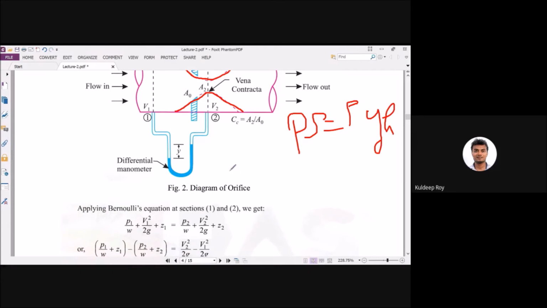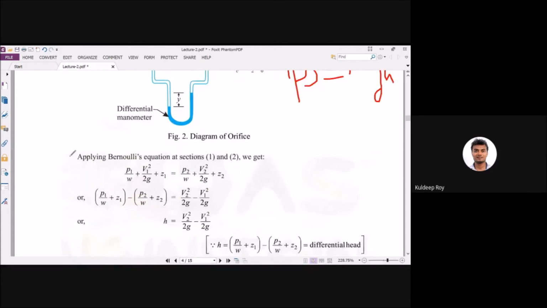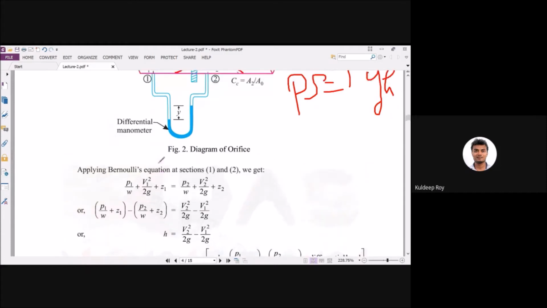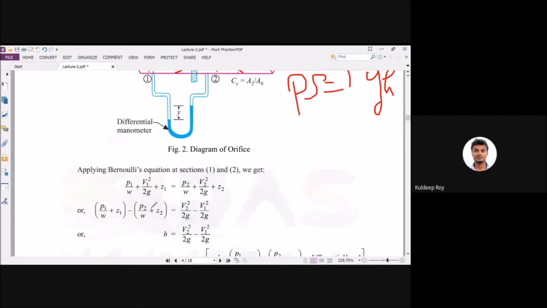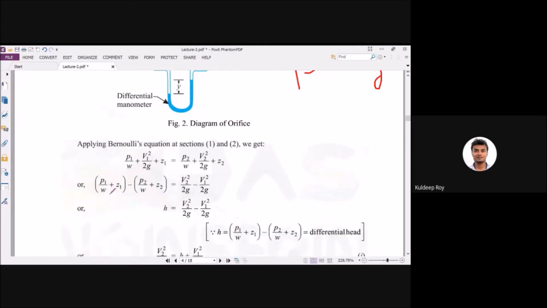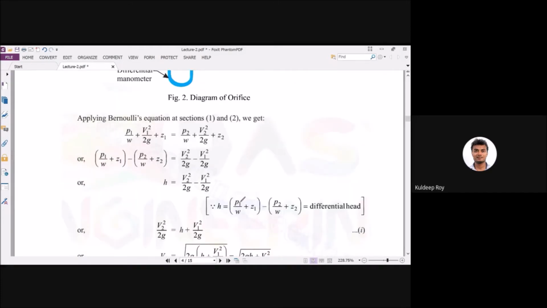Now apply the Bernoulli theorem, same as before, P1. Now you have to apply it for position 1 and 2. You have applied it, then you have rearranged, and the same thing: you are saying that you have determined the value of h. How is h determined? h will be (P1/ρg + Z1) minus (P2/ρg + Z2).